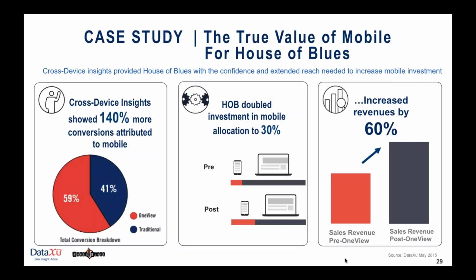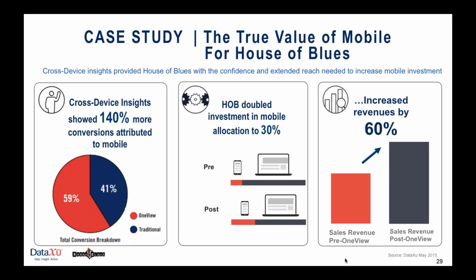So we saw this challenge firsthand with House of Blues, who had the challenge of appealing to a large millennial fan base, which means a lot of heavy mobile users. They also dealt with the same problem of fragmented consumer attention. So cross-device insights essentially provided House of Blues with the confidence it needed to increase mobile investment. Using cross-device attribution, House of Blues measured 140% more conversions that traditional attribution would have otherwise ignored. So our cross-device insights showed them how their mobile investments were converting and gave them the confidence to reallocate budget across their channels.